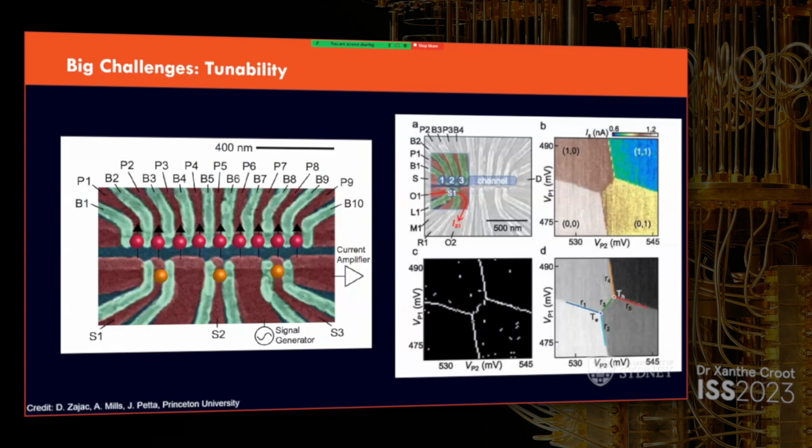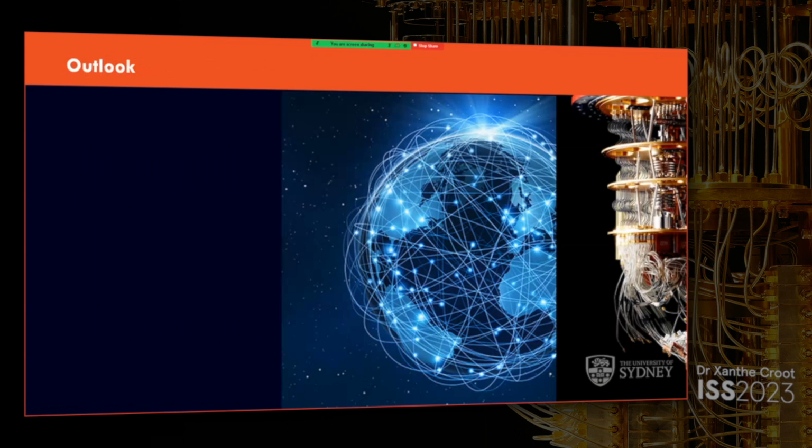But people are working on this. They're working on ways of automating this type of process. We won't go into the details, but this is the type of data that we get when we try to tune one of these things up. We measure a signal, and this is for if you have 2 electrons, it tells you how many electrons are at each site. So this will be 1 electron on the left side, 0 electrons on the right side, etc. You can examine this data with machine learning and teach a machine to tune up your quantum computer. Okay, so that brings me to the end of the talk.